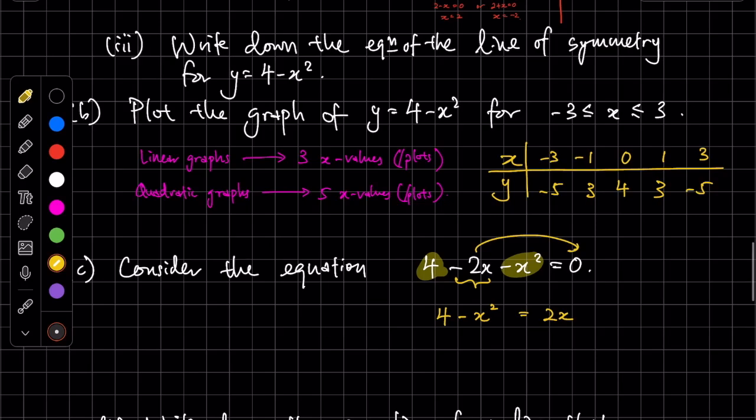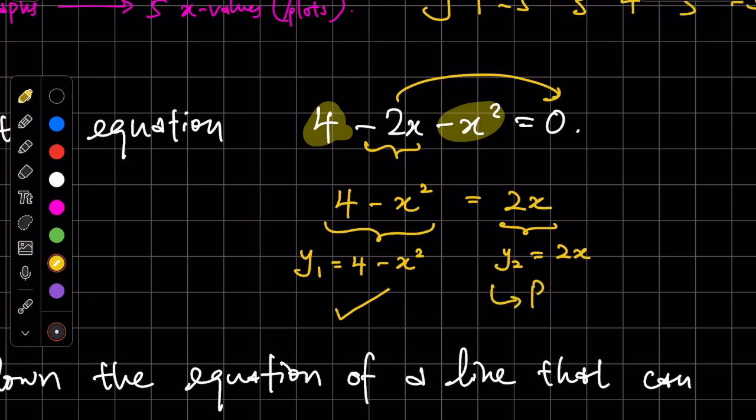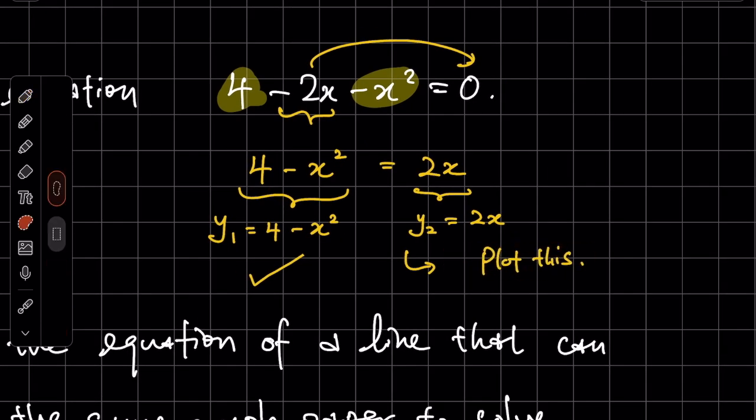Now what does this mean? This means I have two graphs. This is my first graph, let's call it y1. Okay, y1 equals 4 minus x squared. The other one is y2, the second graph, which equals 2x. I've already plotted this. I need to plot this. So first step is to plot this other graph.